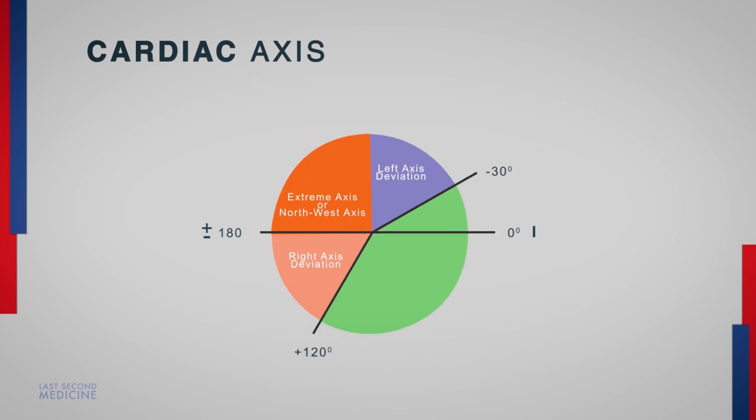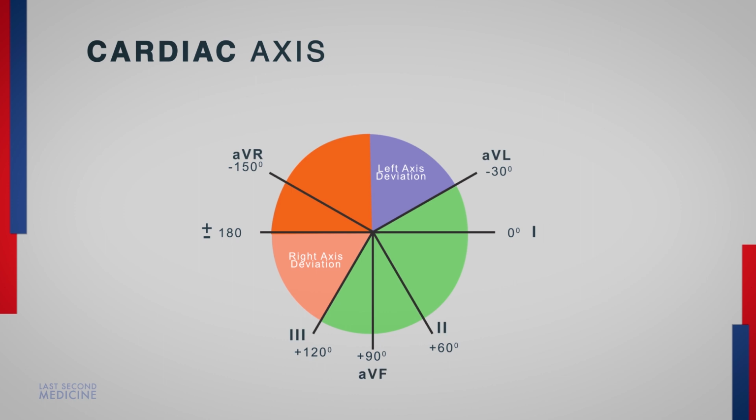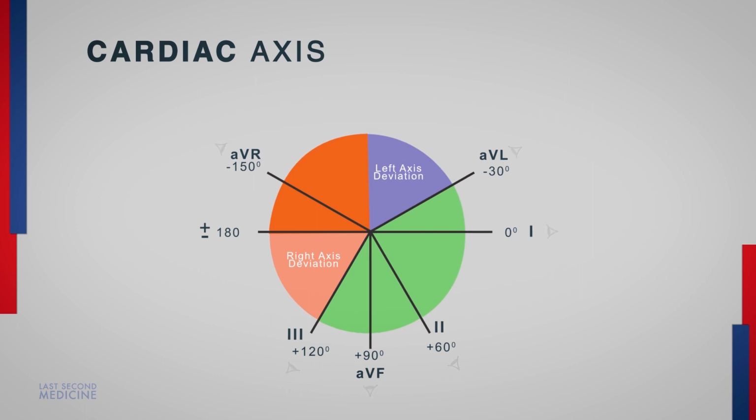In the calculation of cardiac axis, it is helpful to remember the viewpoints of limb leads. Each limb lead has a viewpoint of the heart from a different angle. Like lead 1 is at 0 degrees, lead 2 is at positive 60 degrees, lead 3 is at positive 120 degrees, AVR at negative 150 degrees, AVL at negative 30 degrees, and AVF at positive 90 degrees. This information from the limb leads is used to work out the cardiac axis. How? That's what we are going to talk about now.